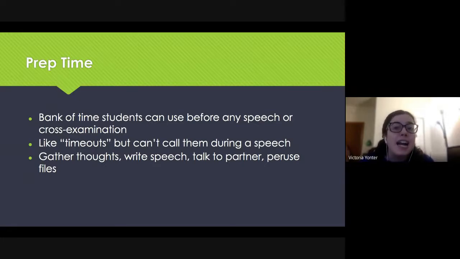Prep time does not have to be used in whole minute increments. You can take 58 seconds of prep time or a minute and 37 seconds, whatever you want. But you have a bank of time that you can use, and you can only take it in between speeches. It's time to gather your thoughts, write out your speech, write out arguments, organize, talk to your partner, look at files, figure out what you're going to say, figure out strategy, do all of that. Take a moment, just collect yourself. That's what prep time is supposed to be used for.